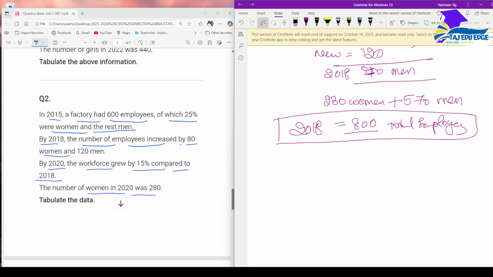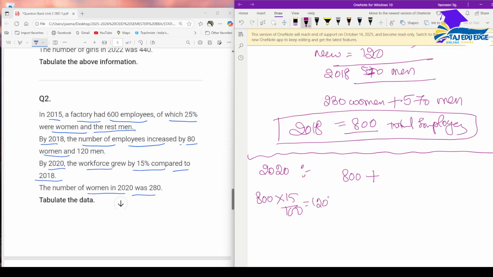Next, going to 2020. In 2020 the workforce grew by 15% compared to 2018. The total workforce earlier in 2018 was 800, right? An additional 15% has come. So 15% of 800 is 120. That 120 has increased in 2020, that is 800 plus 120, that is 920.